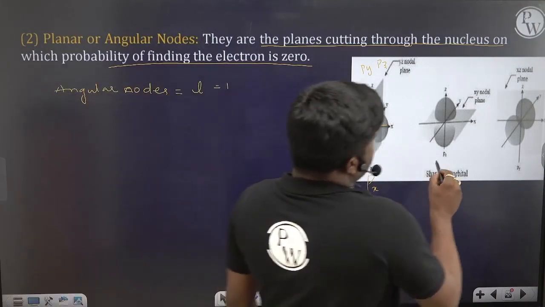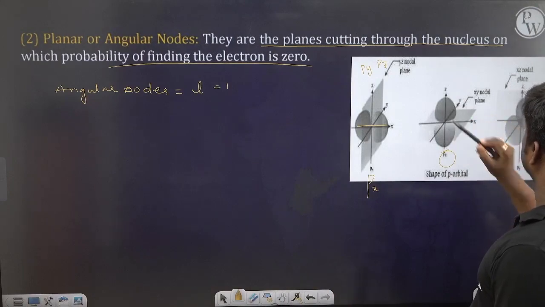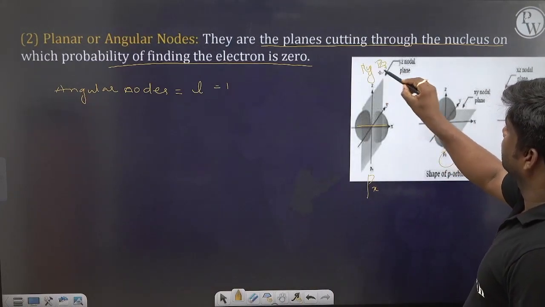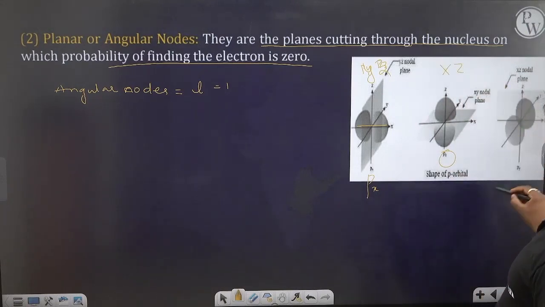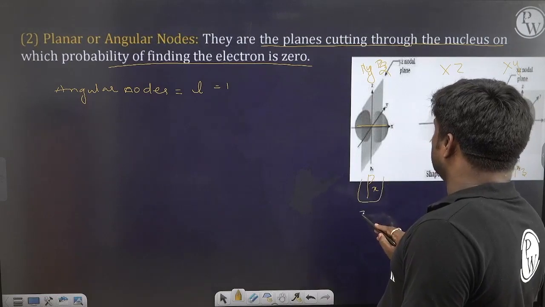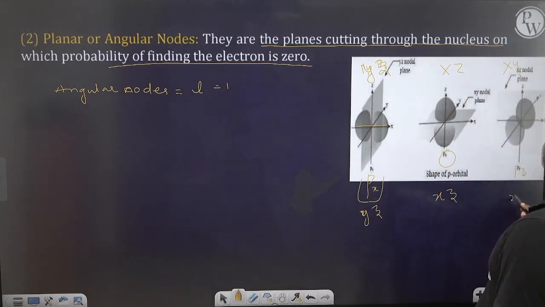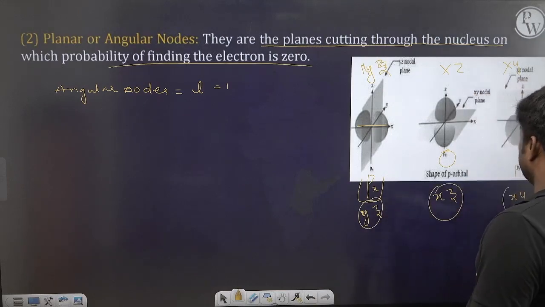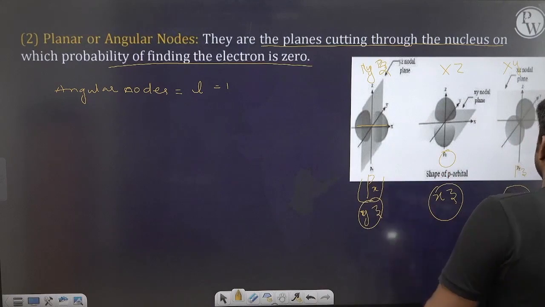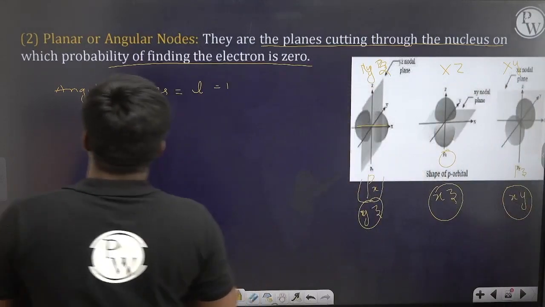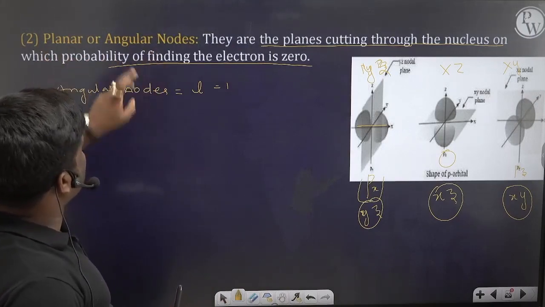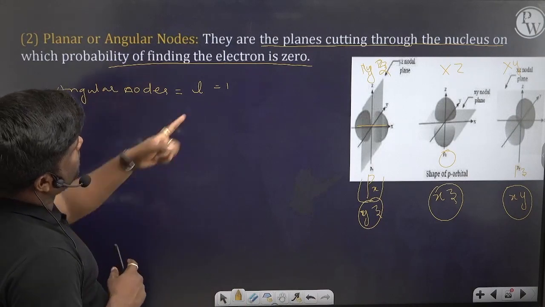For the pz orbital, the angular node is 1, the xy plane. For the py orbital, the xz plane, and for px, the yz plane. In px orbital the yz plane, in py orbital the xz plane, in pz orbital the xy plane. These are what? Nodal planes. These are angular nodal planes or planar nodal planes. The number of angular nodal planes is equal to l, which is 1.